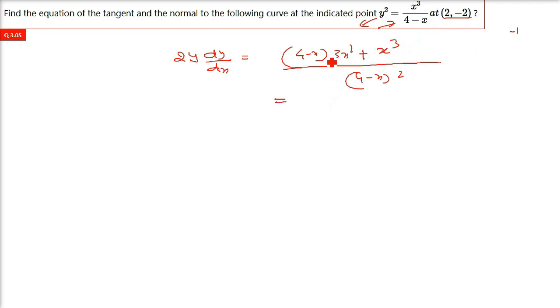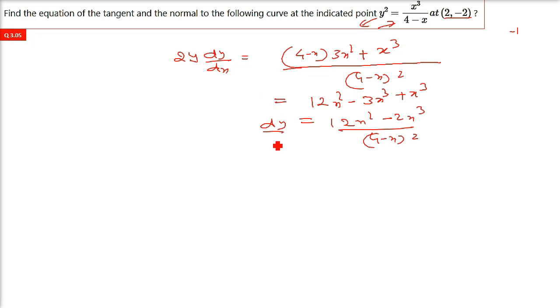So we have, just multiply this, 12x square minus 3x cube plus x cube, divided by (4 minus x) square. I'm taking the numerator first. So you will get 12x square minus 2x cube divided by (4 minus x) whole square. 2y dy by dx. You are interested in dy by dx, so just take 2y in the denominator of the right hand side. 1 by 2y I am taking here. You can just cancel this 2. So this will be (6x square minus x cube) by (4 minus x) whole square.